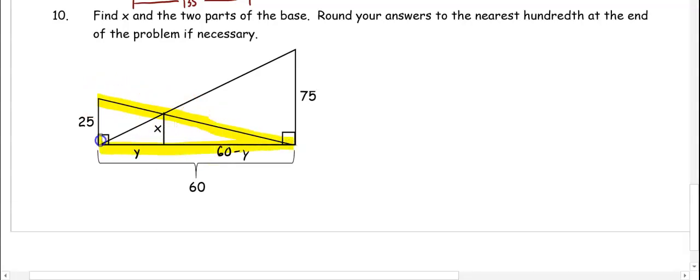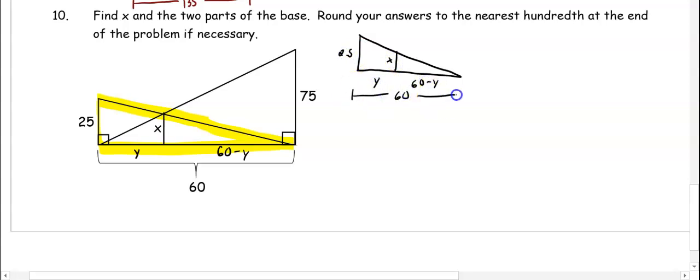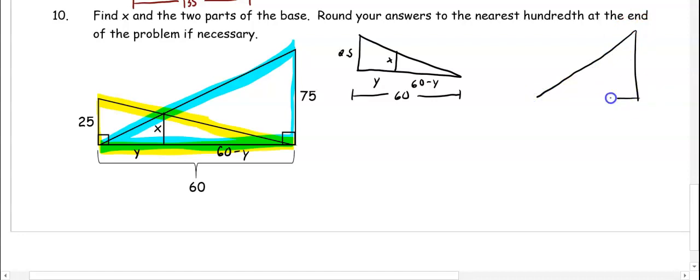So we have this first triangle that I'm going to redraw over here. We have 25. We have a line inside that's x. And then we have y, 60 minus y, and we know this whole side is 60. And then we have the triangle from the other direction, or the taller triangle. So we're going to redraw that. So we have 75, x, 60 minus y, and that this whole length is 60.